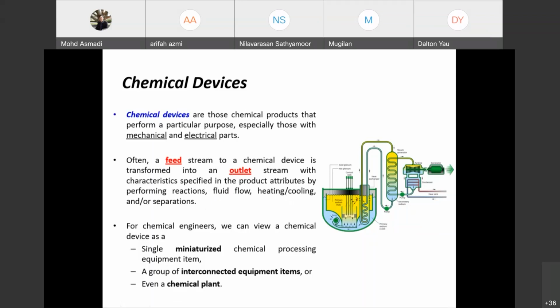This is small, like mosquito repellents. That is miniature. But a huge one, like a chemical plant, is a huge one, or interconnected equipment items. So you can view them in terms of three groups: miniature, interconnected equipment items, and also chemical plants.